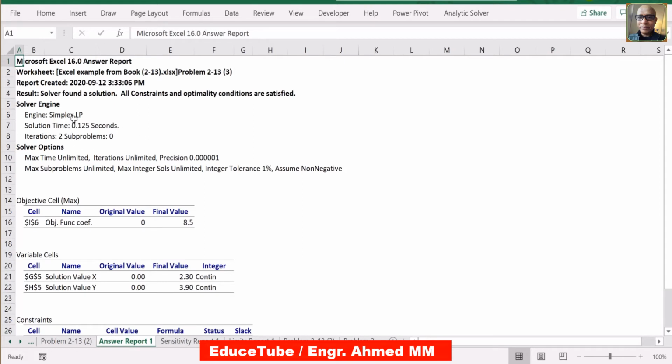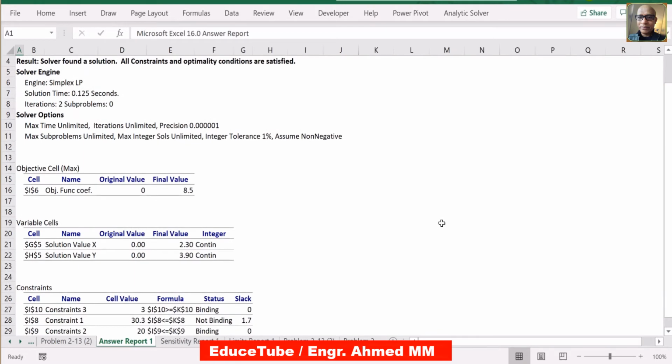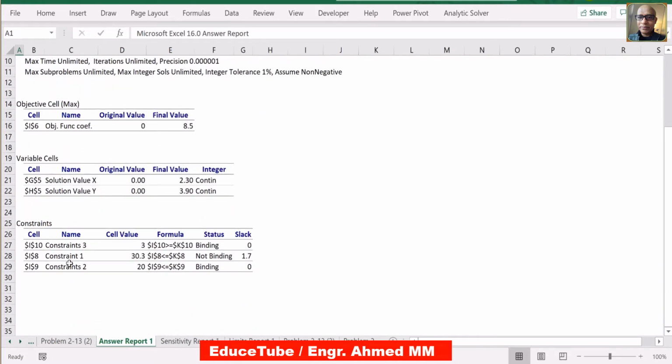It is engine simplex LP. Objective function, already we have seen our value was 8.5, and solution value for x equal to final value it was 2.3, 3.9. Constraint 3, constraint 1, and constraint 2. According to this formula, we got this cell value and status in terms of binding, non-binding, and binding. I am not going to discuss right now for this one what is binding, what is non-binding.